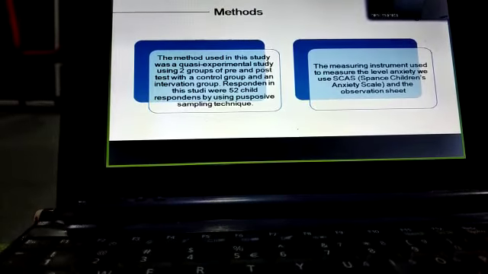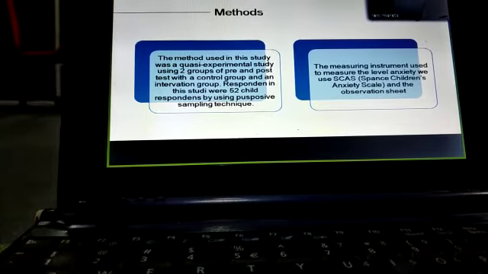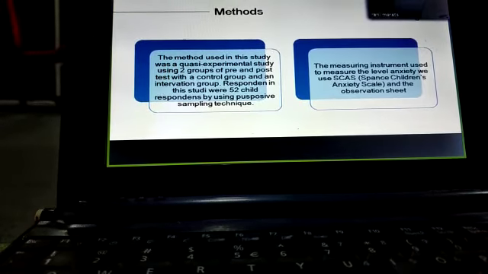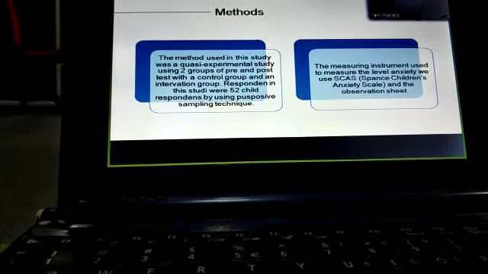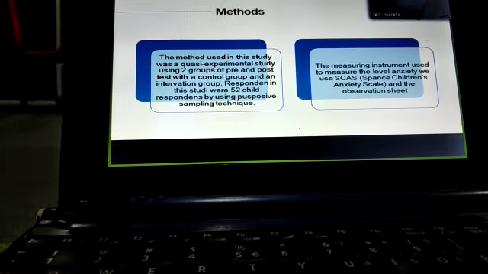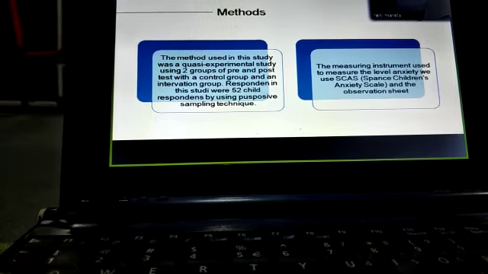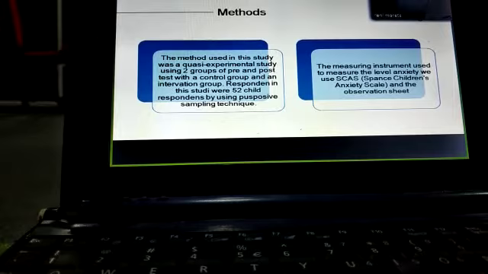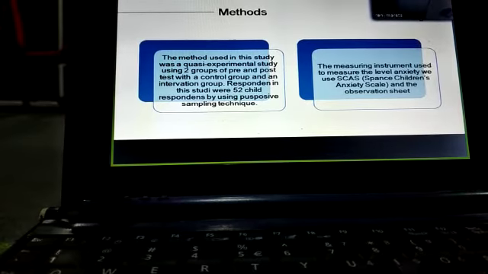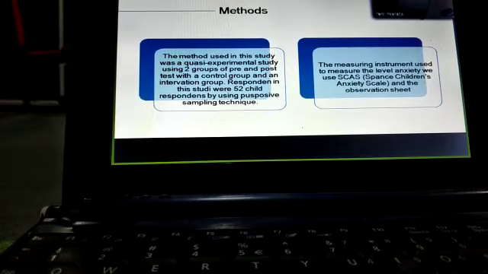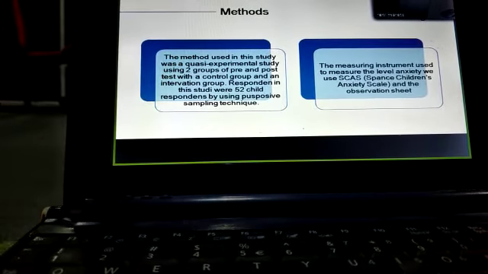The method used in this study was a quasi-experimental study using two groups of pre and post test, with the control group and the intervention group. Respondents in this study were 52 child respondents. The sampling technique we use is purposive sampling. To measure the level of anxiety, we use CAS. CAS is the Spence Children's Anxiety Scale.